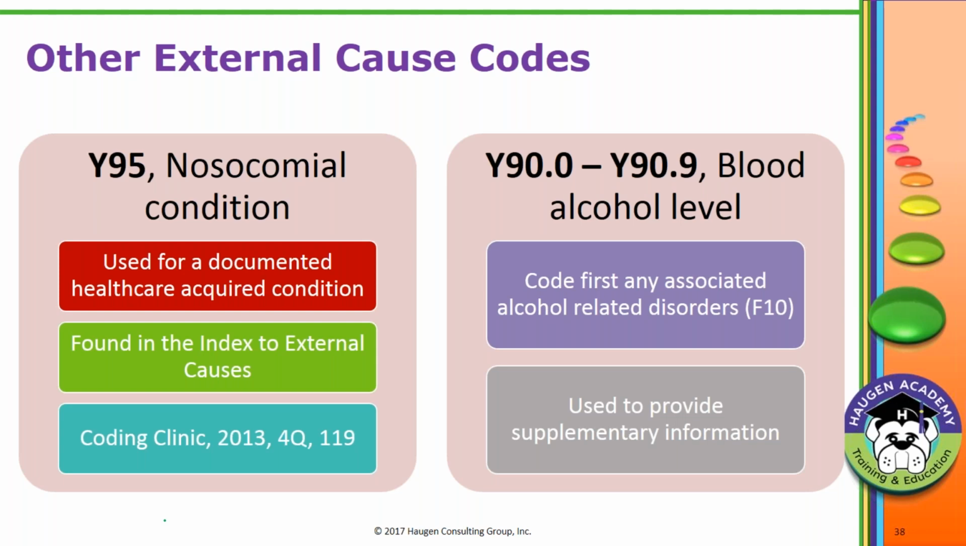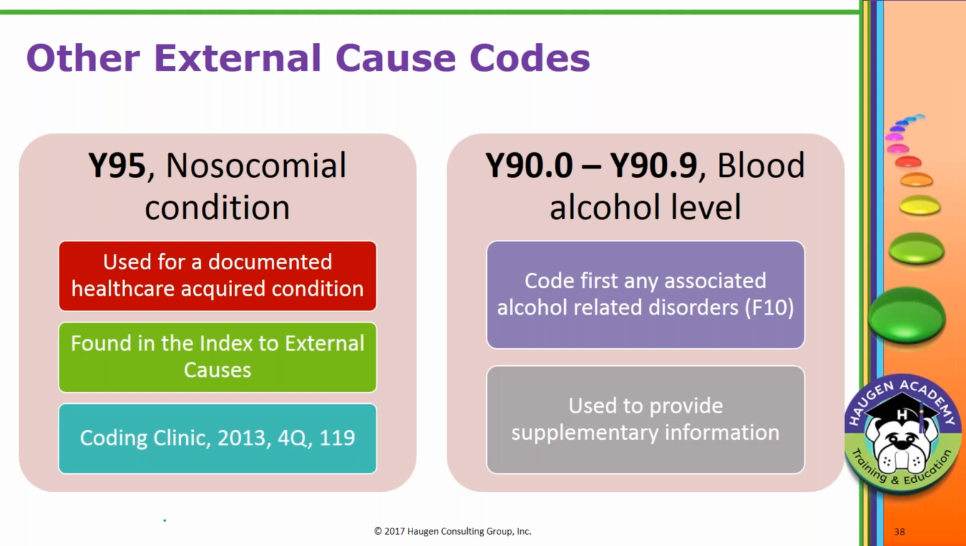They basically asked a question about a patient that had severe sepsis without septic shock, they had pneumonia, and then they came into the hospital and had hospital-acquired pneumonia after that. They asked, can we still apply the Y95 nosocomial condition for that type of a documented healthcare acquired condition? And Coding Clinic came back and said, yes, you can. So please feel free to go out there and read that.